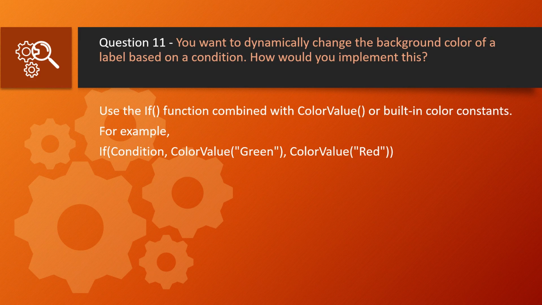You want to dynamically change the background color of a label based on a condition. How would you implement it? In this case you need to use the If function, combined with a color value or built-in color constant. For example, if the condition is met, then the color value will be green, otherwise the color value will be red.